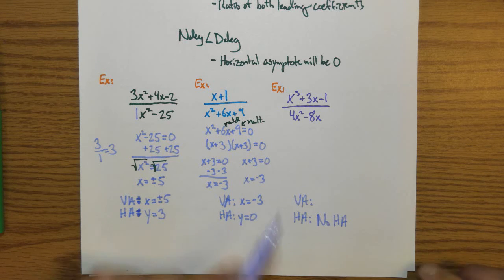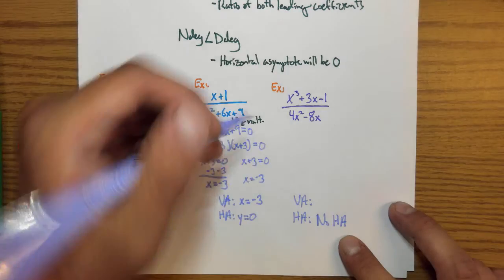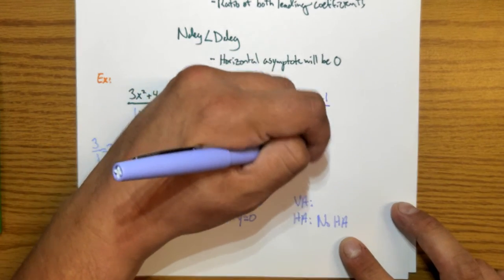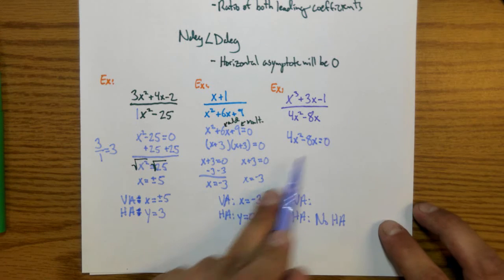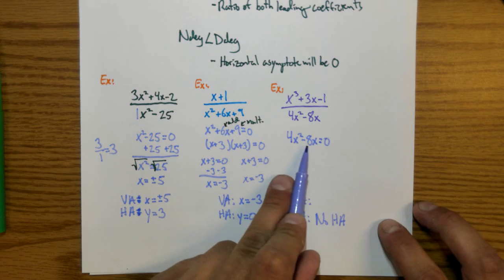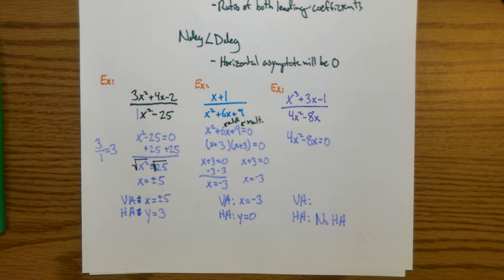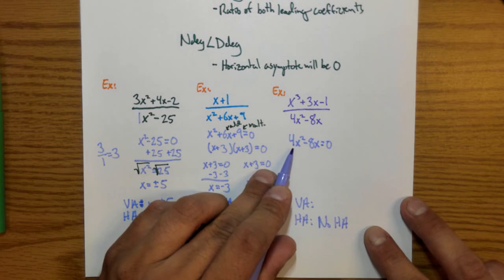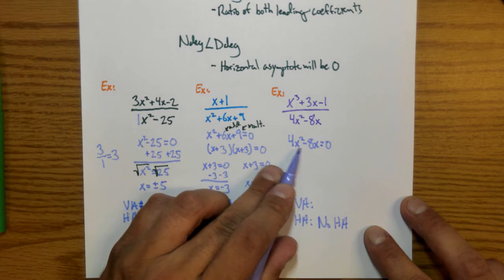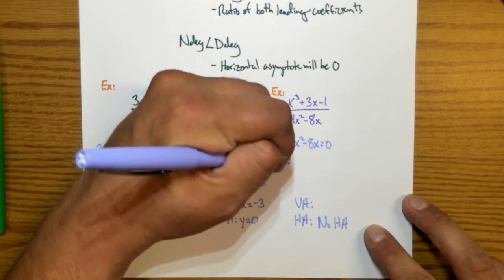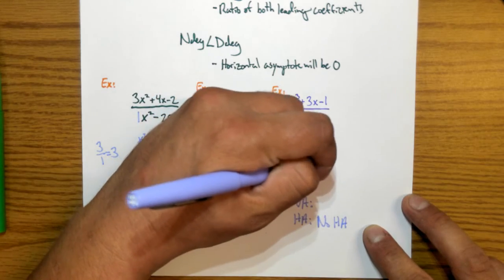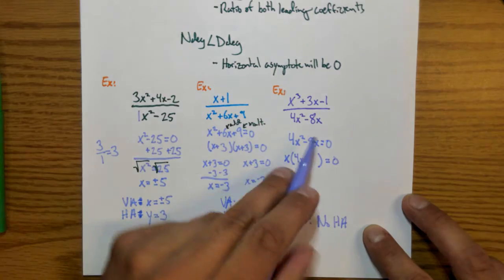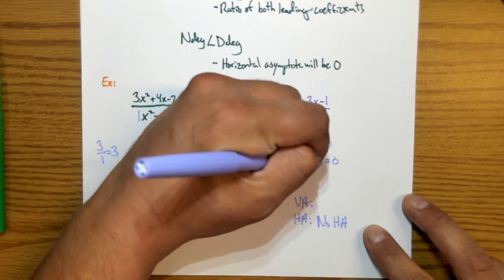But let's find the vertical asymptote. So here we're going to set it equal to 0. 4x squared minus 8x equals 0. In this case, you can factor, but it's much easier just to pull out a greatest common factor in this case. Notice what I'm going to do here. I have an x squared term and an x term, and it's a binomial. I'm just going to pull out an x out of both. And 4x squared divided by x is 4x. Negative 8x divided by x is just -8.